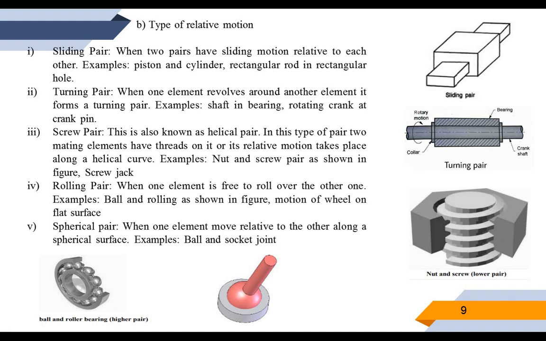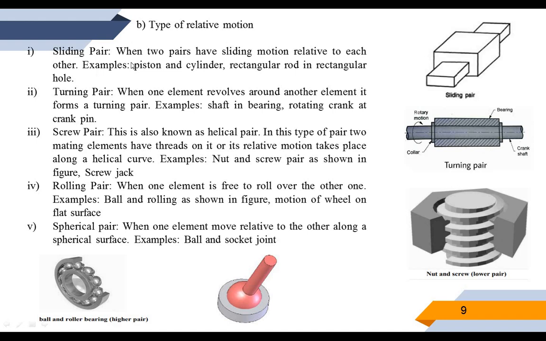Next type, that is type of relative motion. So depending on the type of relative motion, the pairs are classified as sliding pair, turning pair, screw pair, rolling pair and spherical pair. First we see sliding pair.